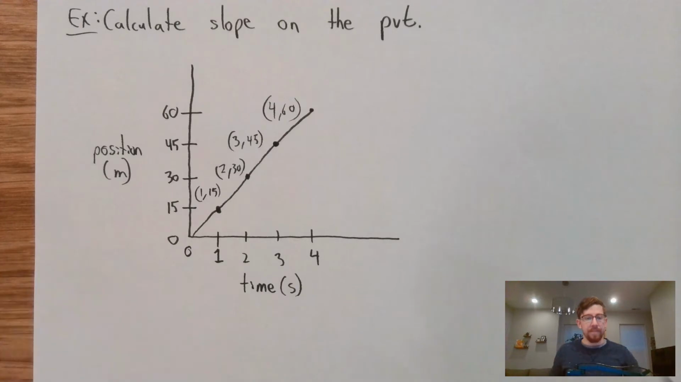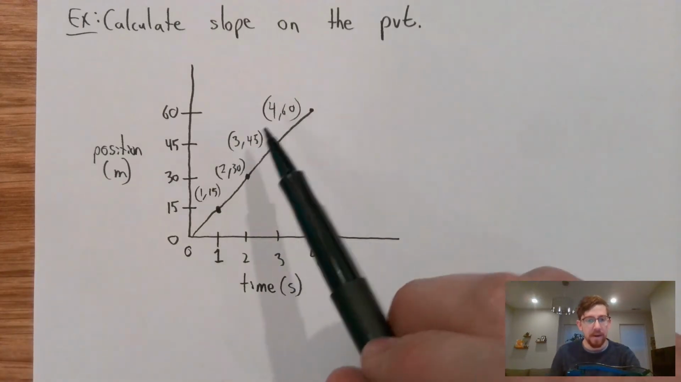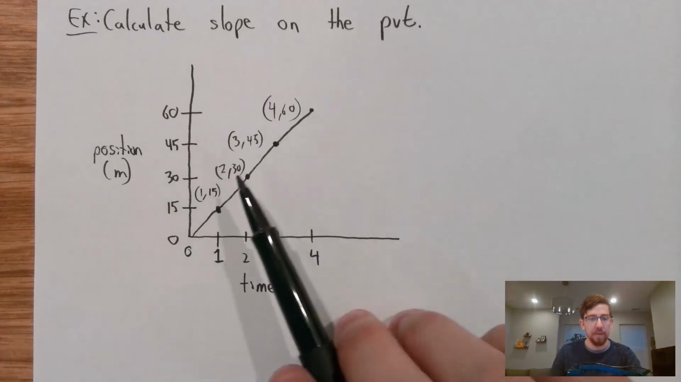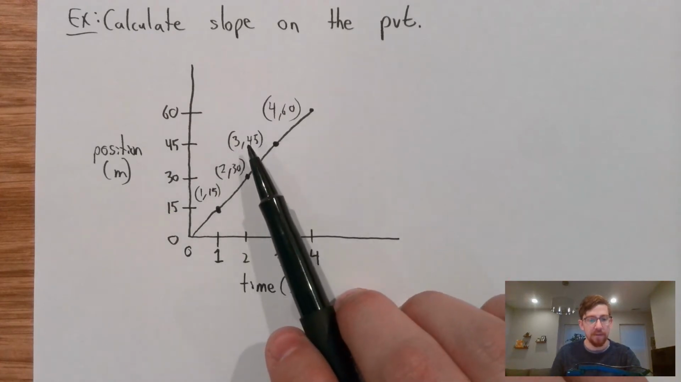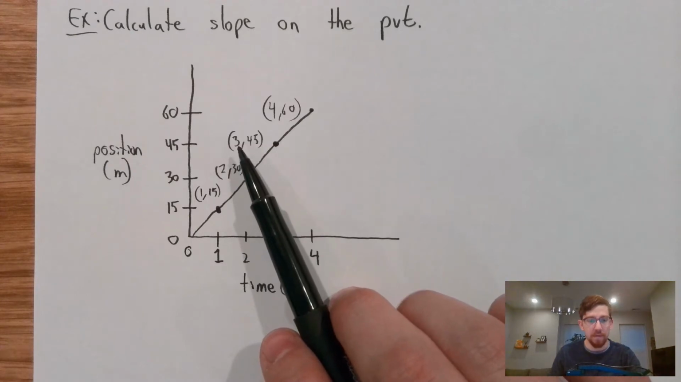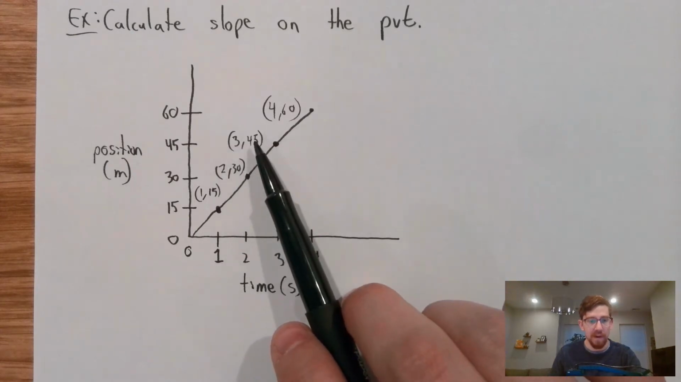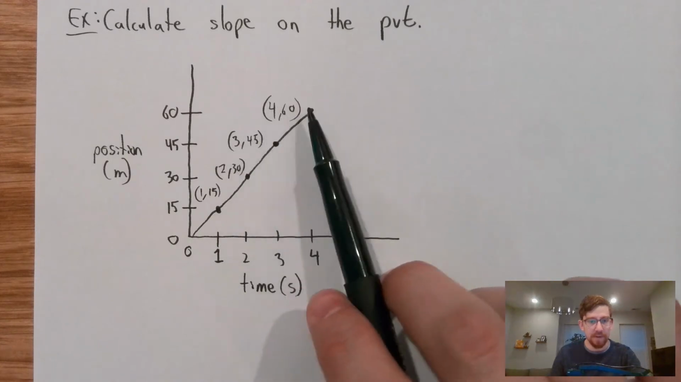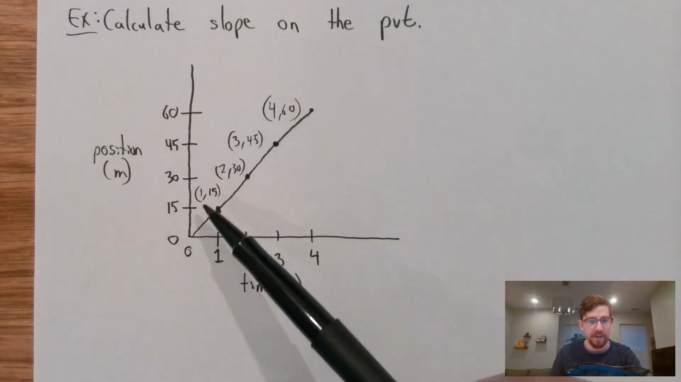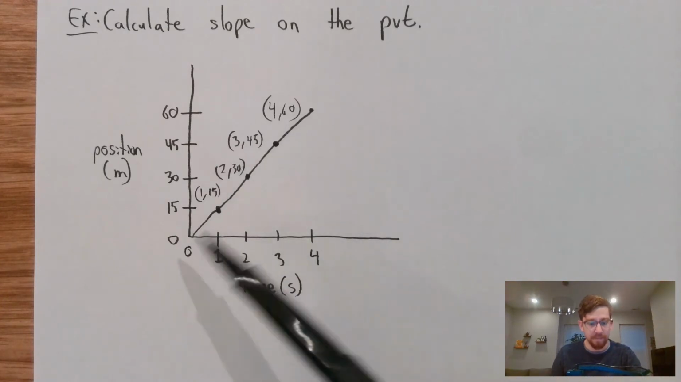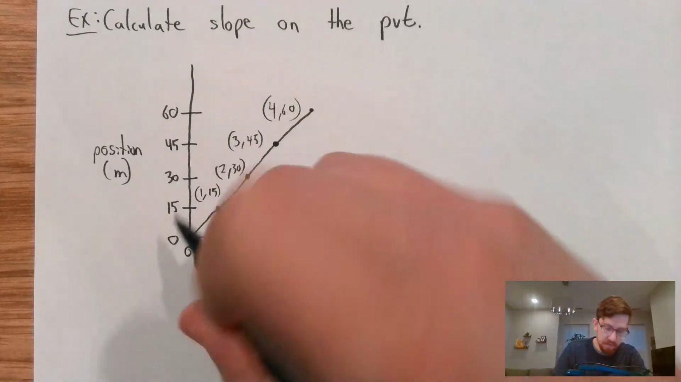All right, now it's important to remember that these are not just regular numbers. They actually have units to them. So 3, 45 actually means that 3 seconds into the motion, our position is 45 meters. 4 seconds into the motion, our position is 60 meters. You can kind of see each second we're moving 15 meters. So we're starting at 0, 0, and we're moving up from there.